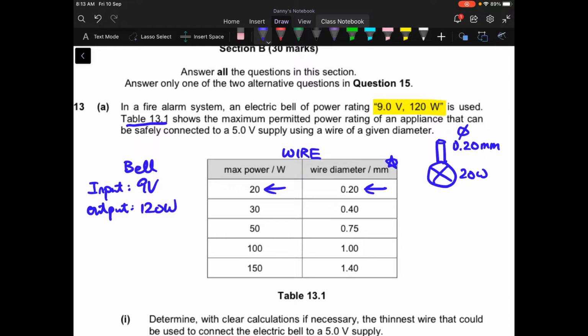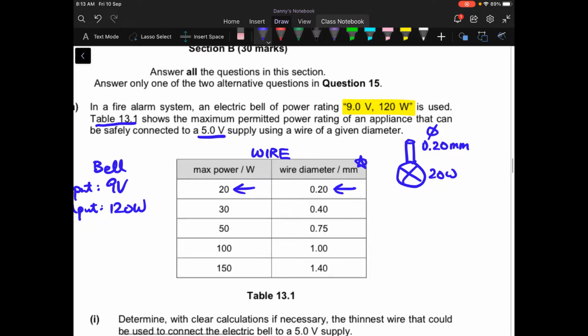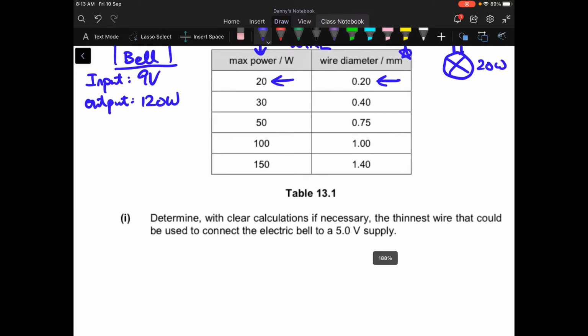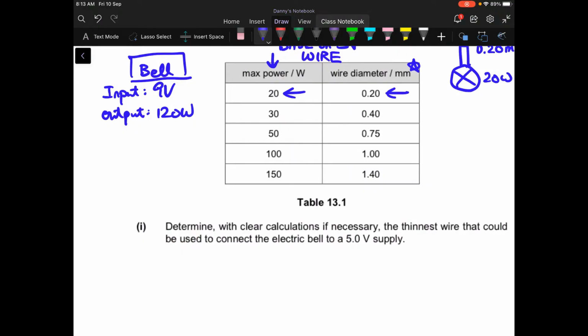When I set this question, I tried to be a little bit tricky. I say that this table works on a 5 volt supply, so all of this is based on a 5 volt supply. Now the part is asking you: I have this bell. Can you select a diameter for me if I connect it to a 5 volt supply?